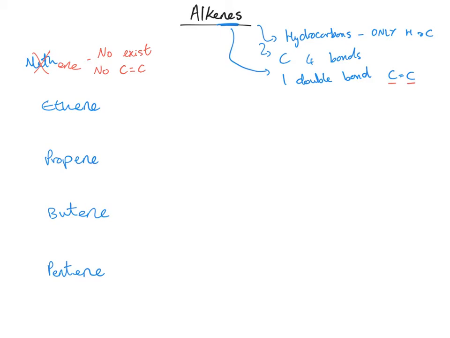So, ethene, 2 carbons, carbon-carbon double bond, and then every carbon has 4 bonds. Here, the carbon's already got 2 bonds. Okay, this carbon's got 2 bonds and this carbon's got 2 bonds because it's a double bond. So I only need 2 hydrogens on each carbon to make it up to 4 bonds. So now this carbon's got 1, 2, 3, 4. This carbon's got 1, 2, 3, 4. Happy with that. Propene, carbon, double bond, carbon.